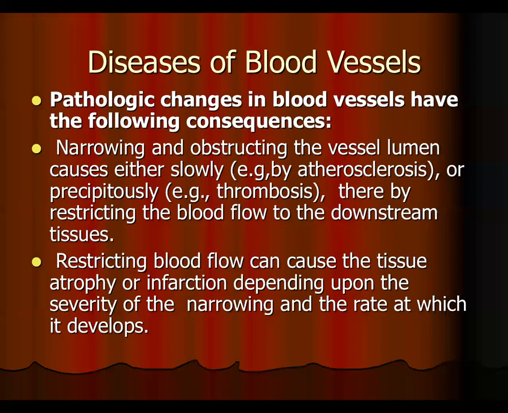So some of the pathological changes can occur within the vessel lumen, producing pathological changes in the blood vessels, and they also have pathological consequences. If there is narrowing and some obstruction of the blood vessel wall, it can be caused by atherosclerosis, or specifically by the formation of thrombosis. So it can also restrict the blood flow to the downstream tissues.